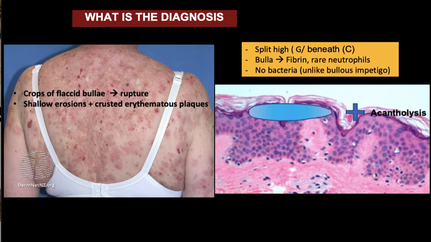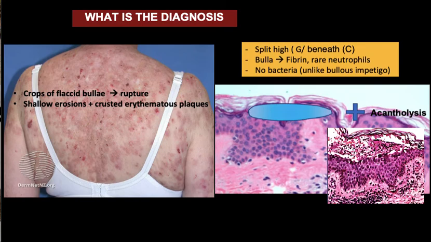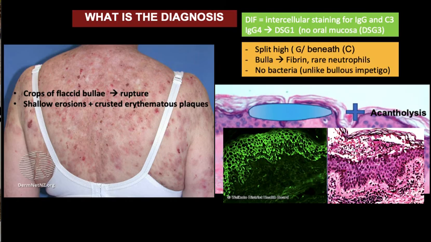The other thing is the acantholysis. This is very unique for this disease. So whenever you see bulla formation up high, in addition to acantholysis, you should think of this diagnosis. If you do a DIF preparation for IgG and C3, you will see this intercellular staining, and the reason is the IgG4 is attacking desmoglein 1, and usually those lesions spare the oral cavity because desmoglein 3 is found in the oral cavity instead of desmoglein 1. So this is pemphigus foliaceus.